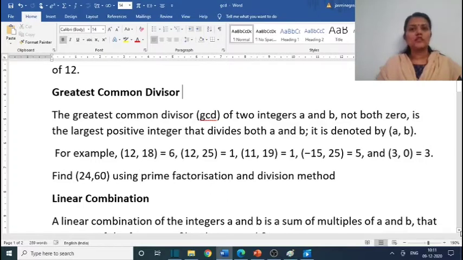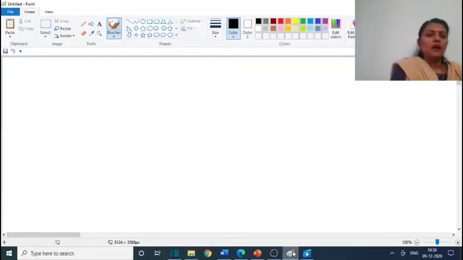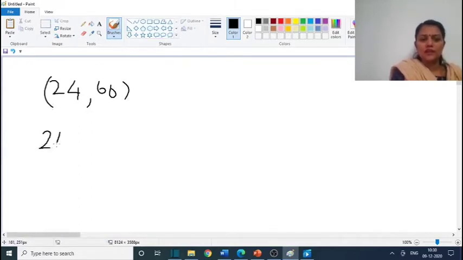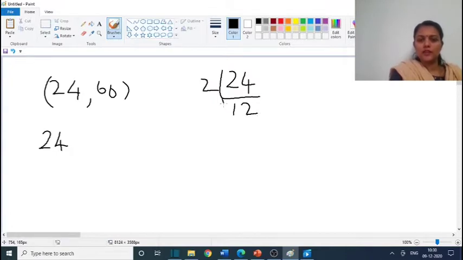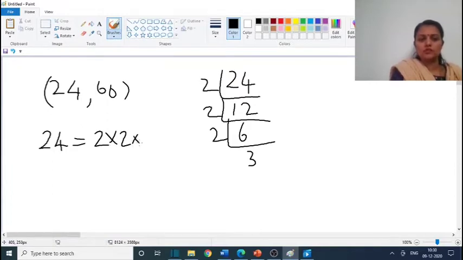Now we have studied in schools the prime factorization method and division method. So let's revise that. 24, 60. So we have to find the GCD of 24 and 60. First we have to write it in the prime factorization method. 24 divided by 2 is 12. Again divided by 2, this will be 6. Divided by 2, this will be 3. So this is 2 into 2 into 2 into 3.